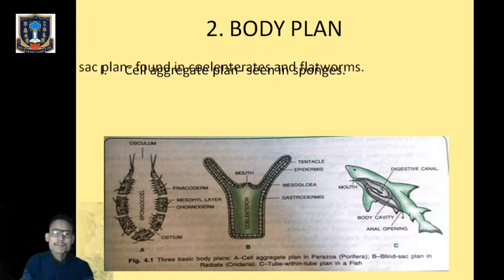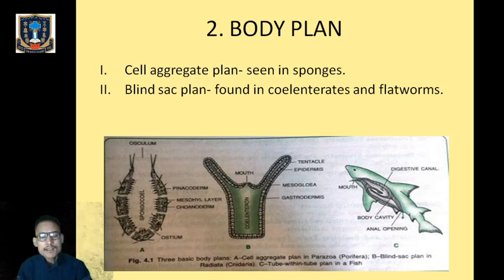The next one is the blind sac plan, which is seen mainly in coelenterates and flatworms. The blind sac plan, figure B. In these animals the body is sac-like. You can look at the figure; it is just a sac-like structure with a single central cavity. If you look at the diagram, you can see the presence of a single cavity. This one is a cavity.